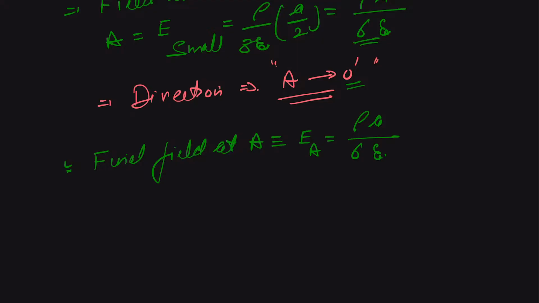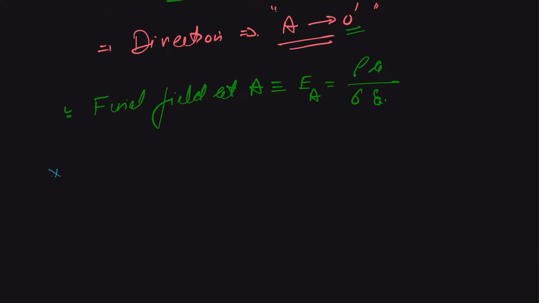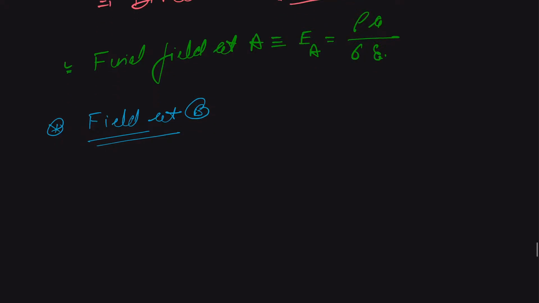Now let's find out the field at B. Field at point B. So this is our big sphere, and a smaller sphere whose center is our O, the cavity center is O prime, and this is our B. And we know that this distance is A, and this distance is A by 2. So the total distance will be equal to 3A by 2.